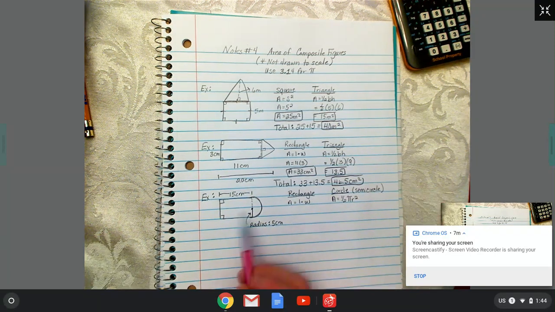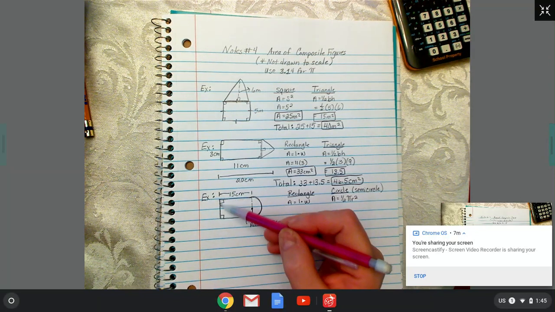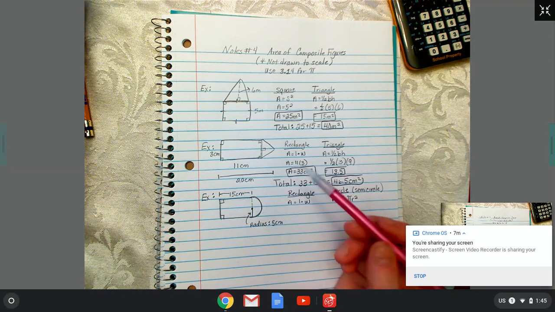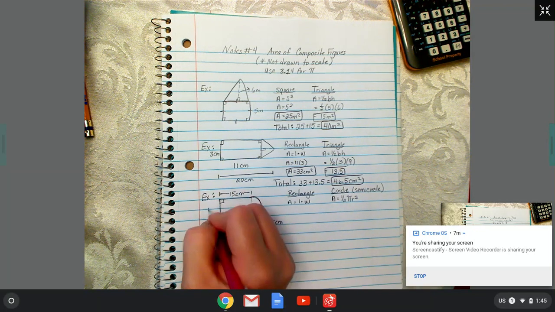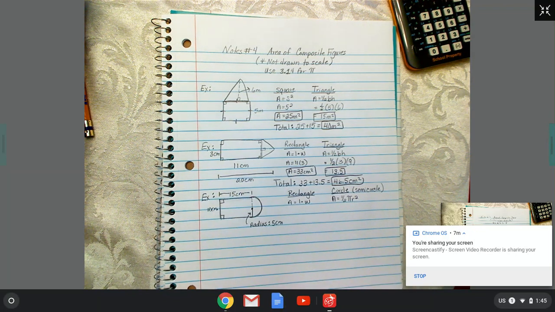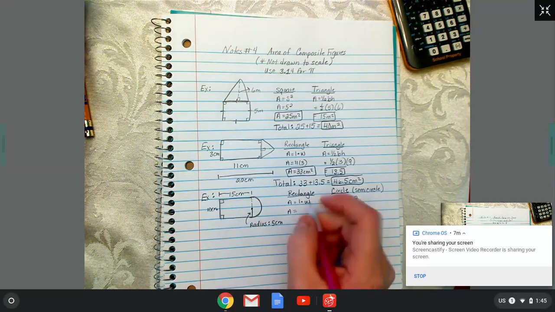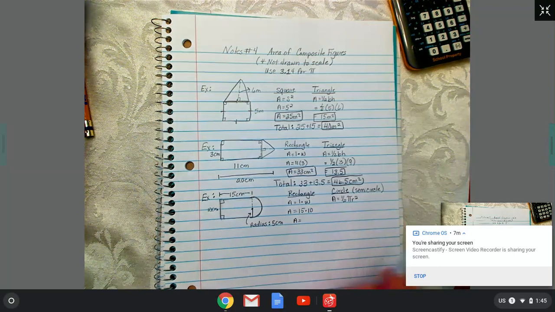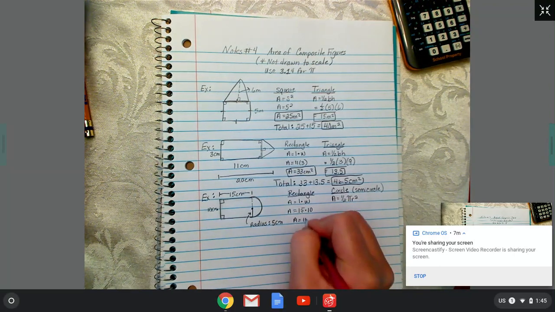Okay, so for the rectangle, I was given 15 this way, but I wasn't told the width. So I'm going to have to base that off this radius. A radius is halfway, so if halfway is 5, if I double that, 5 and 5 makes 10. So this side has to also be 10. So length, width, 15 times 10. And once again, that's base and height if it was standing up. Length and width, base and height are used interchangeably.